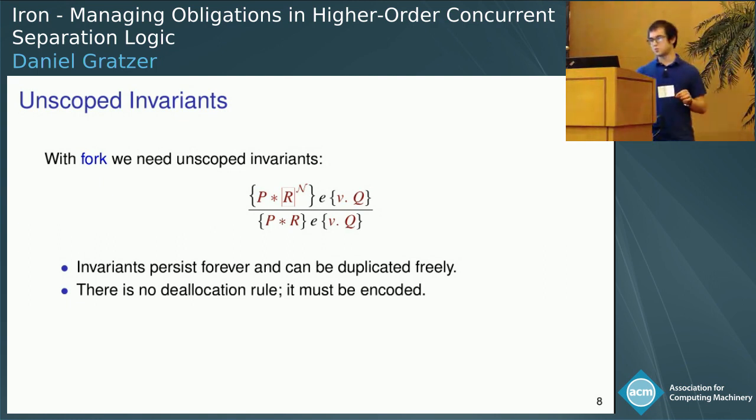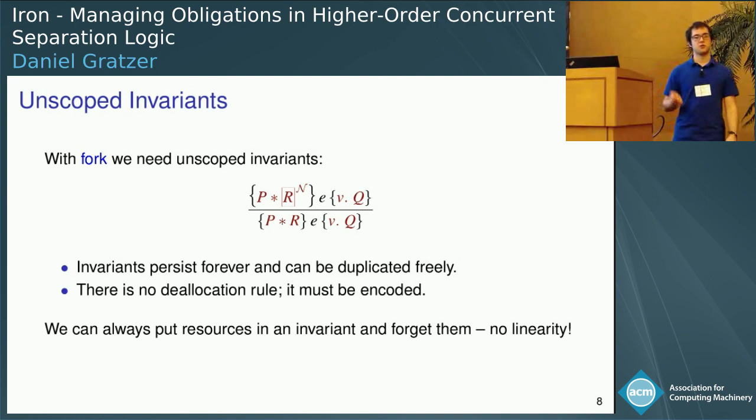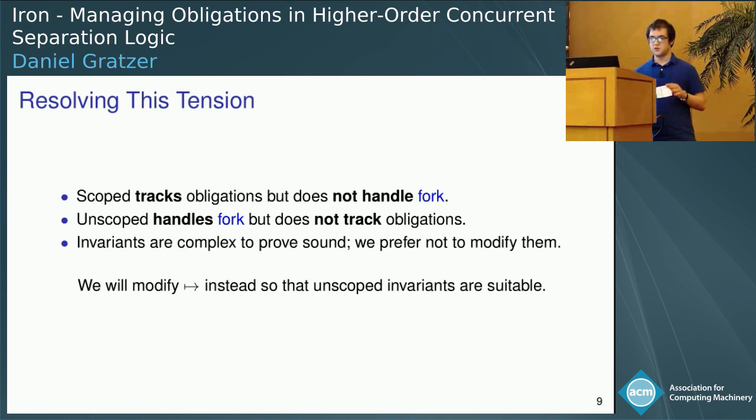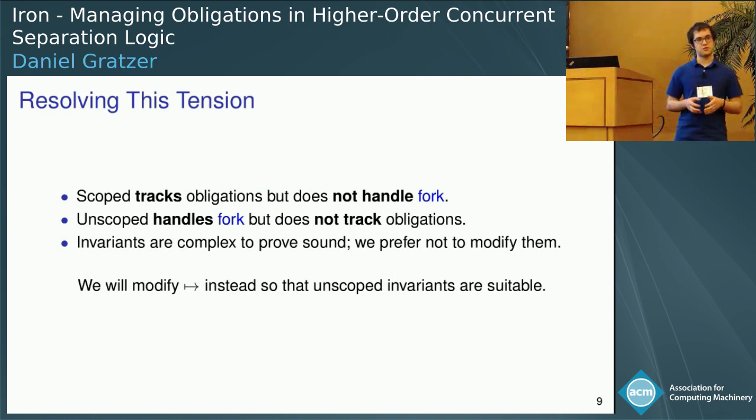But there's actually a bigger problem, which is that we can always take a resource and stick it in an invariant and essentially forget about it. Which means that once we have unscoped invariants, just having linearity in our logic, having emp, is going to be deeply problematic. We can usually circumvent it in some way. So at this point, we have this sort of tension seemingly between linearity and our invariants. We have scoped invariants, which handle obligations well, but they don't handle fork. And then we have unscoped invariants, which are perfect for fork, but at the same time, they allow us to leak resources, which we don't want.